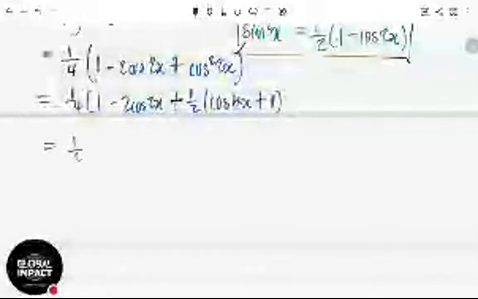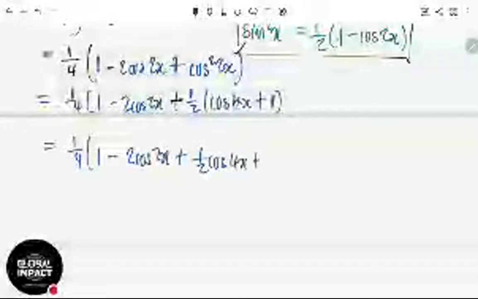It will be now cos 4x plus 1. Because for cos squared x, it was half cos 2x plus 1. For cos squared 2x, it's half cos 4x plus 1. There is no longer a squared. What a good thing here. 1 over 4 remains outside. 1 minus 2 cos 2x plus half cos 4x plus half.